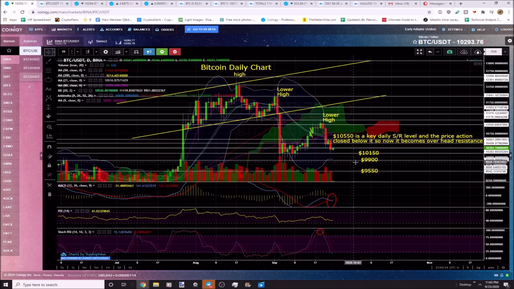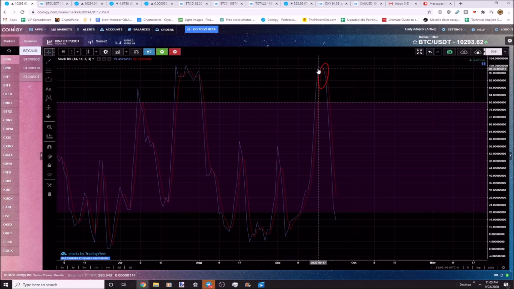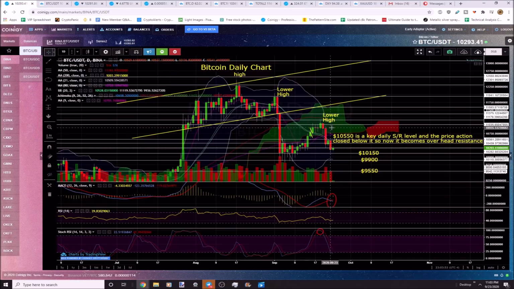If we go back and look at this one spot here, you see blue crosses down, and this is overbought. So you're looking for some type of correction back into this area. Back to the chart, you've got your sell signals given right here.